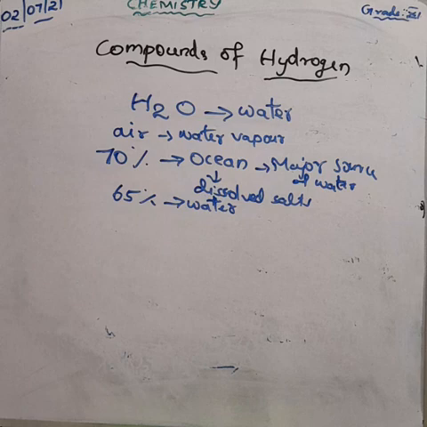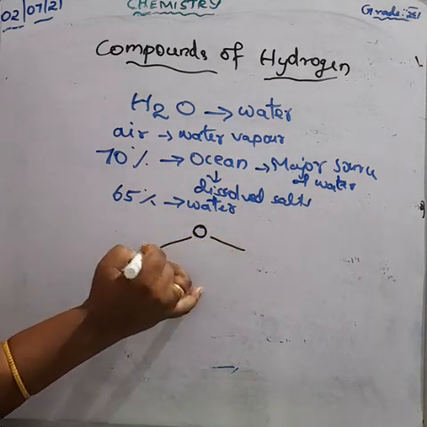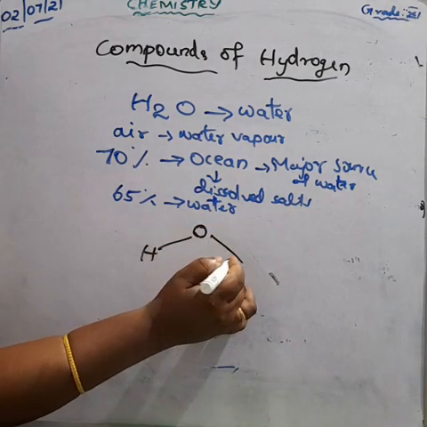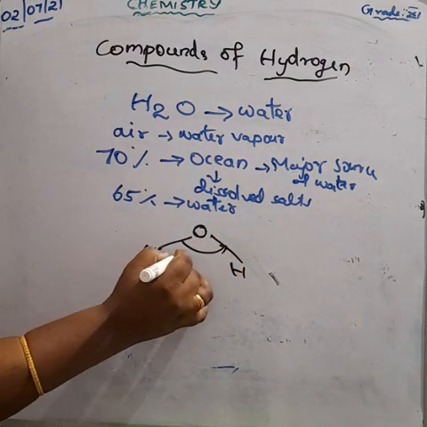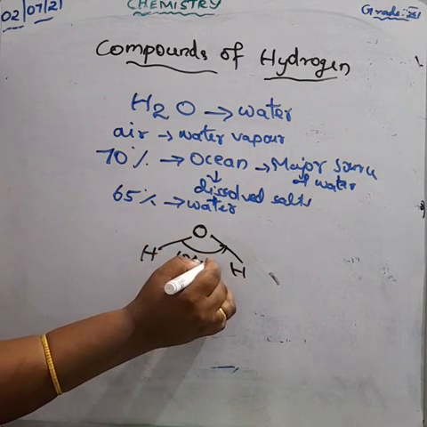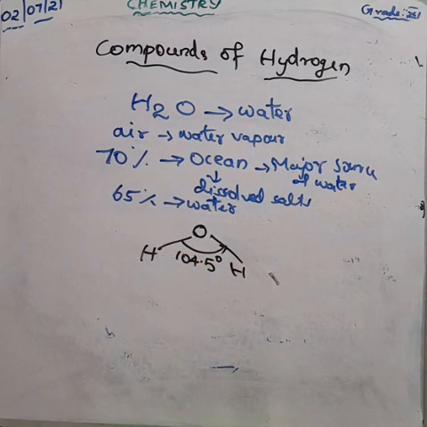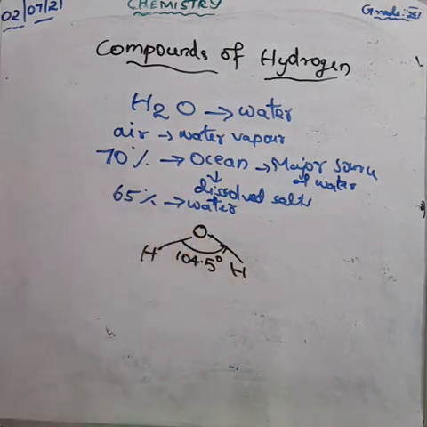What is the structure of water? Structure of water means H2O. Two hydrogen combines with one oxygen. This is the structure of water. The bond angle between the two hydrogen atoms is 104.5 degree. Okay, this is the introduction about the water.